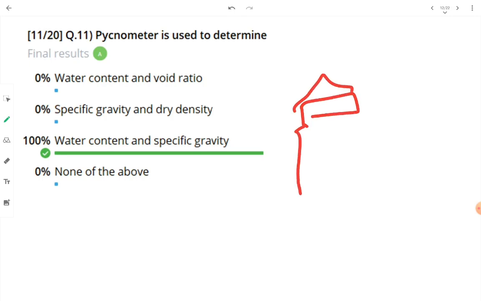Then, the pycnometer is used to determine, remember the pycnometer, this kind of looking device. This is the glass jar and this is the lid. A pycnometer is used to determine water content as well as specific gravity. It has two functions: determination of water content of the soil and determination of specific gravity of the soil. Okay, let's go to the next question.